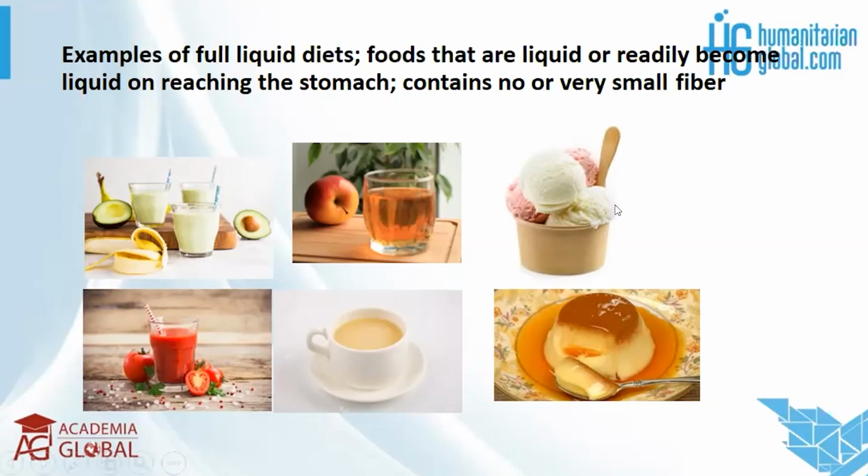This is ice cream. This is a custard. You know, a custard, you can always look at the recipe on the internet, but it is a very soft kind of diet that looks like that, which is made from cooking some milk and eggs. It is a kind of dessert that is commonly used in the Western world. So that could also be a full liquid diet.